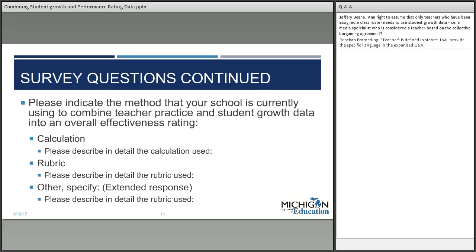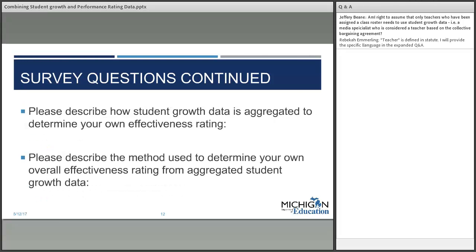Three choices were provided. The first choice was calculation, the second choice was rubric, and the third choice was other. If other was chosen, then a response was provided so that you could give an extended response to describe what that other method was. Then for each of those three methods, a next question would come up, which would ask to please describe in detail the method that was chosen. The next two questions after that were to describe how student growth is aggregated to determine the principal's own effectiveness rating, and to please describe the method used to determine the principal's own overall effectiveness rating from aggregated student growth data.